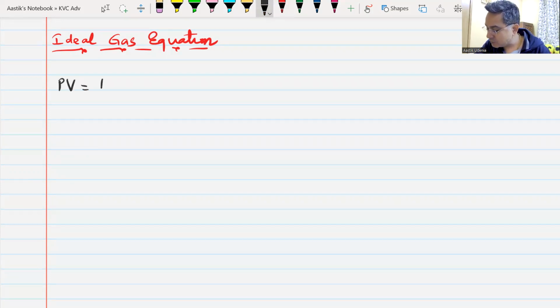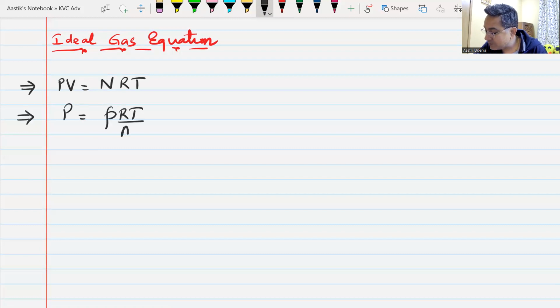PV is equal to capital N R T. Yes or no? Yes, sir. Where capital N is equal to the number of moles, and R is universal gas constant. Yes or no? Yes, sir. P is equal to rho RT by M naught, where M naught is the molecular mass of the gas. Do we know this? Yes or no? Yes, sir. Rho is the density of the gas.